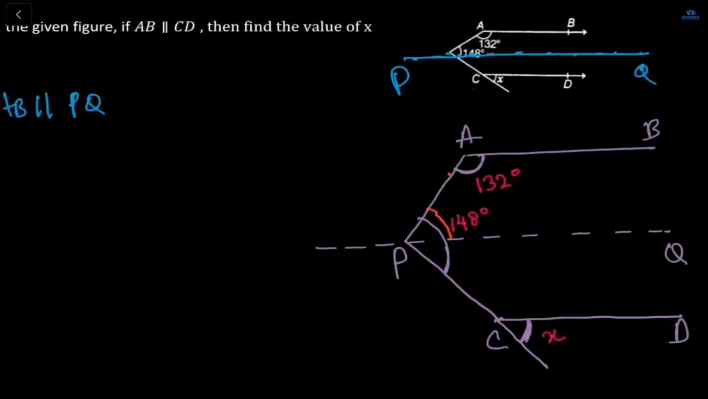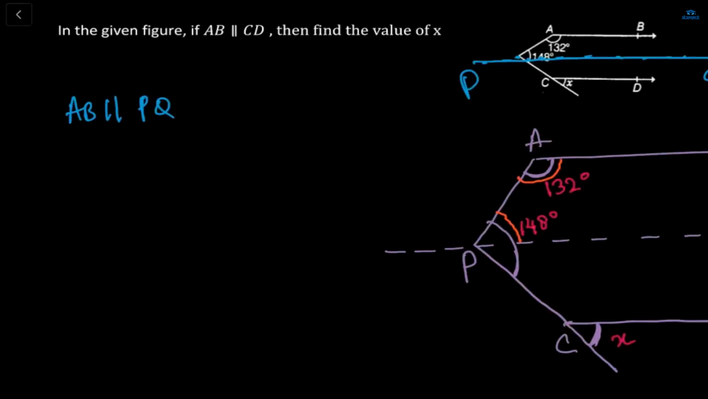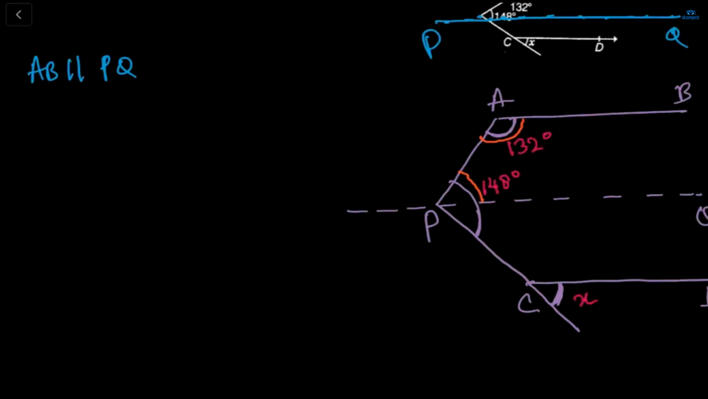The sum of these two angles will be equal to 180 or not. AB and PQ are parallel, and AP is a transversal. Therefore, AB is parallel to PQ and AP is a transversal.